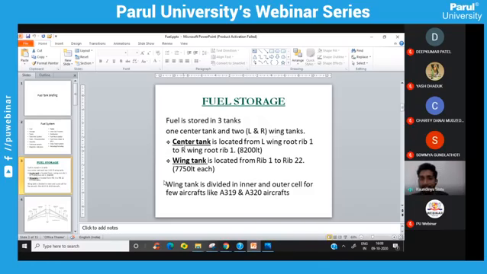Like, as I said, some of them have 5 tanks, right? 5 tanks are nothing but a wing tank divided into 2 tanks. Left, like 3 and 4, you will just give the numbering, or inboard or outboard, inner or outer cell, depending on the type of aircraft, because each and every manufacturer uses its own terminology to define those tanks.